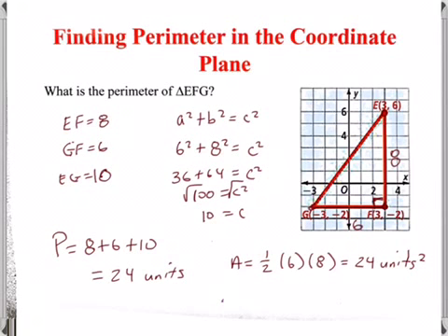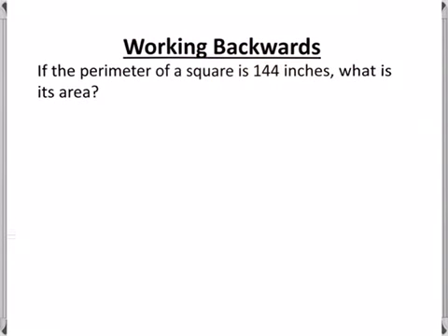Now we're going to talk about working backwards. If the perimeter of a square is 144 inches, what is its area? Remember, to find the perimeter of a square, it's 4 times your side length. So we're going to plug in this for perimeter, since we know that. So we've got 144 equals 4 times s. We'll then divide by 4, and we get each side of the square is 36.